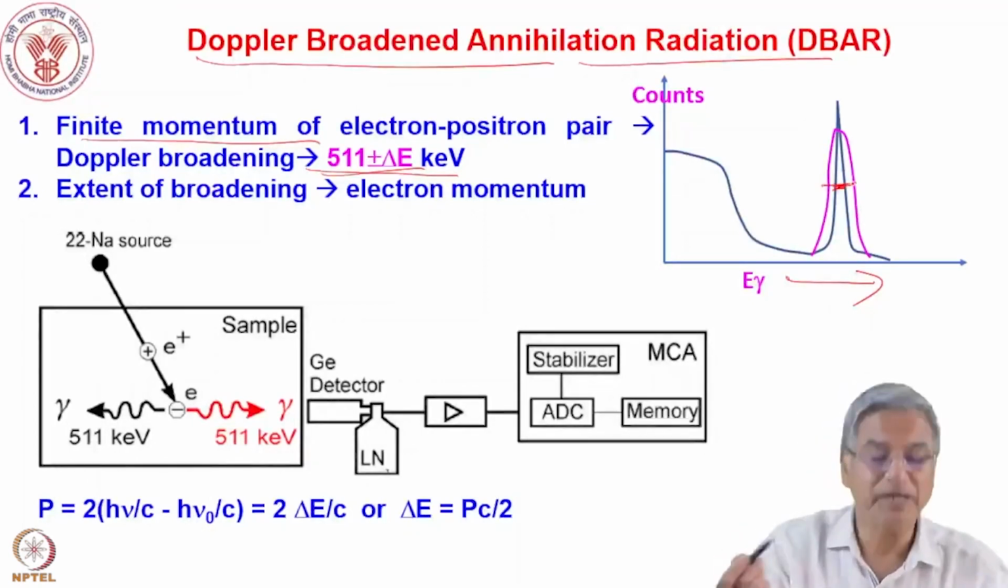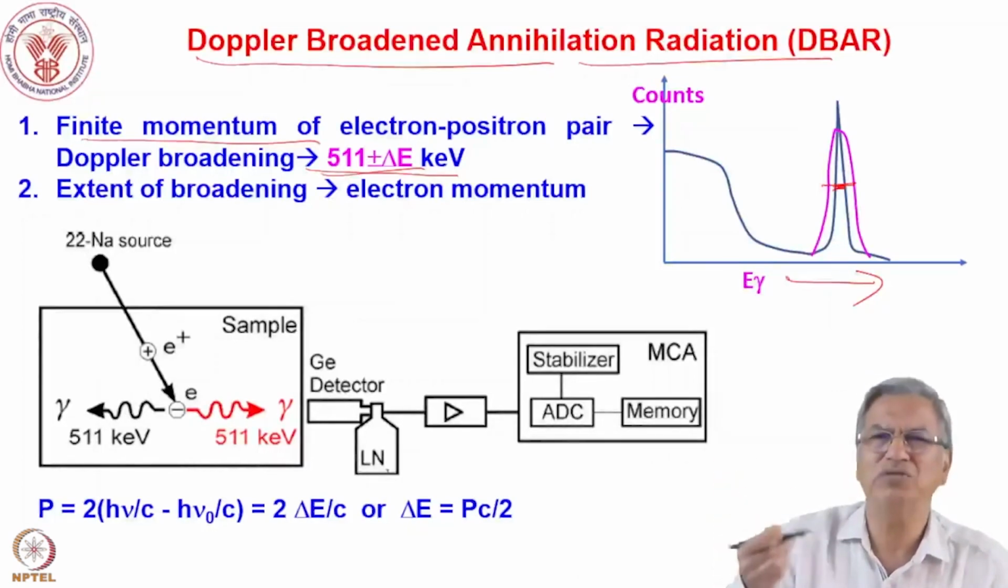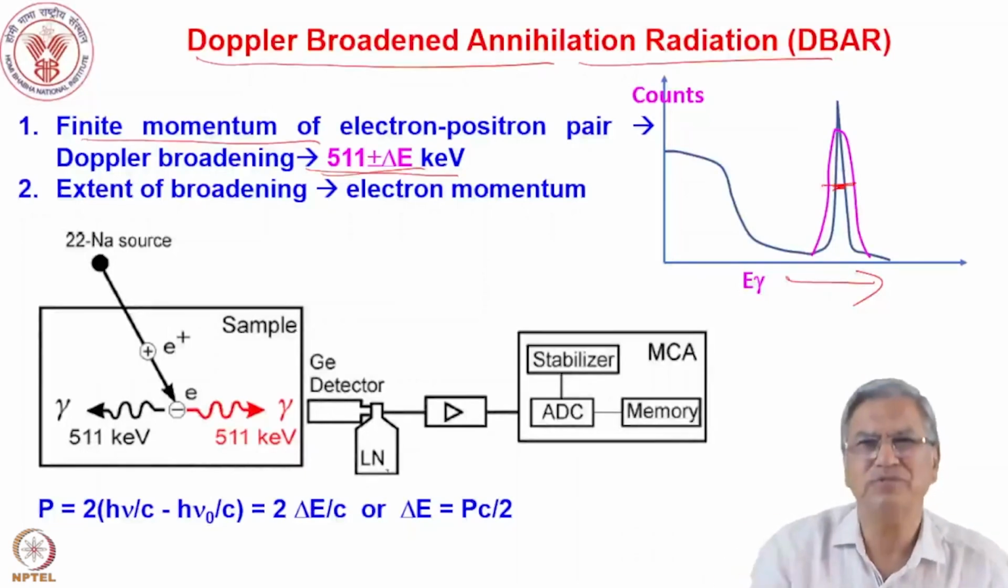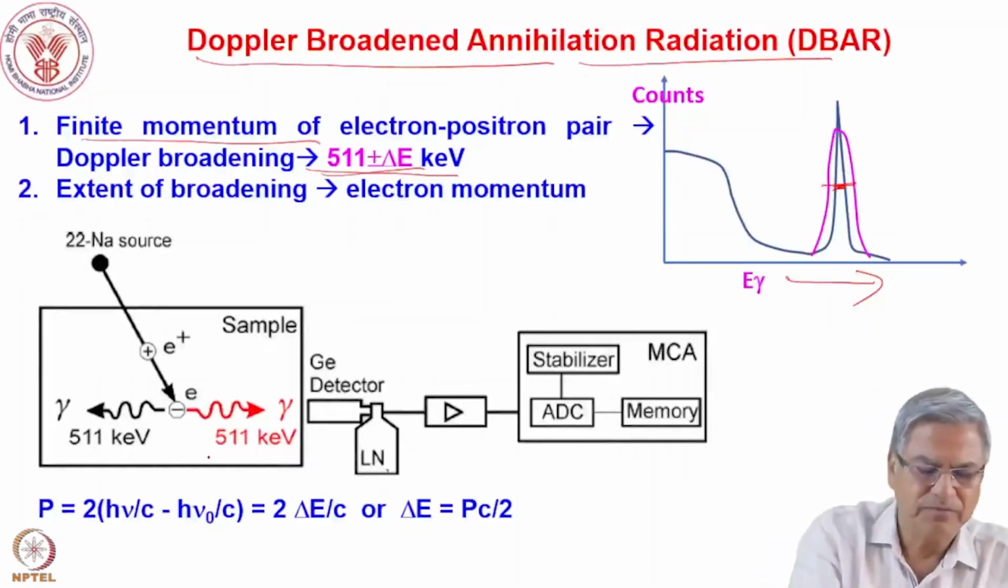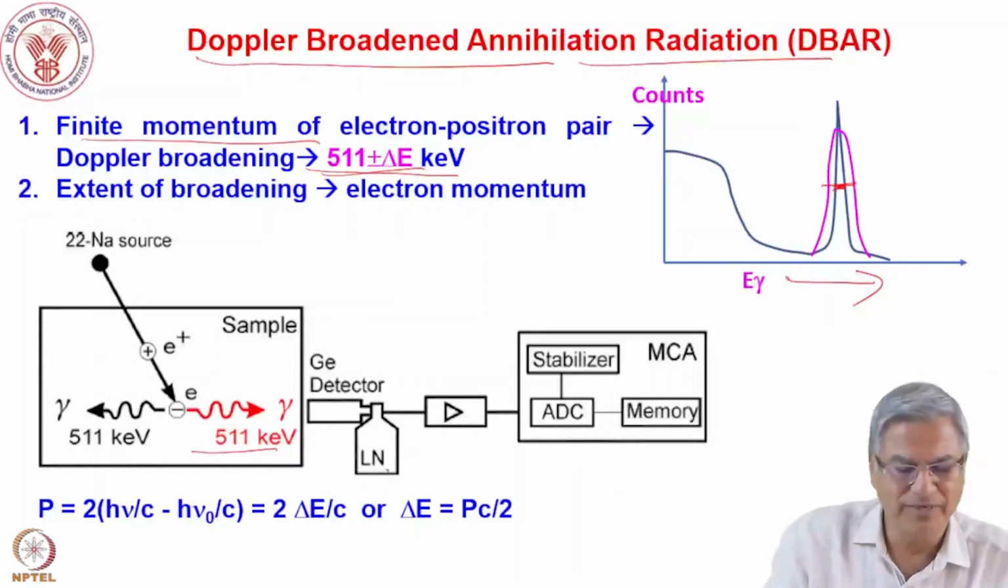So, and it is significantly broader. It is not that you don't see it. In a gamma ray spectrum, if it is due to radioactive decay, you will see a much narrower peak at 511. If it is due to Doppler broadening, positron annihilation, you will see a much broader peak. And so, if you can determine the broadening of this 511 keV peak, you can study the momentum.